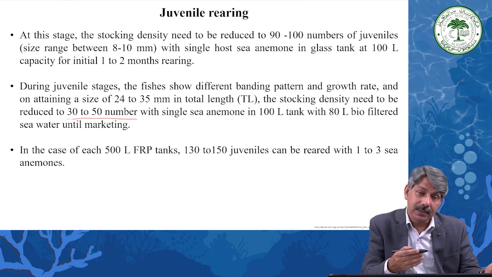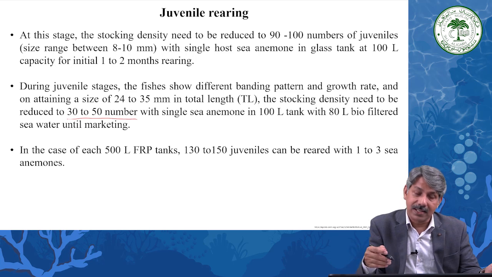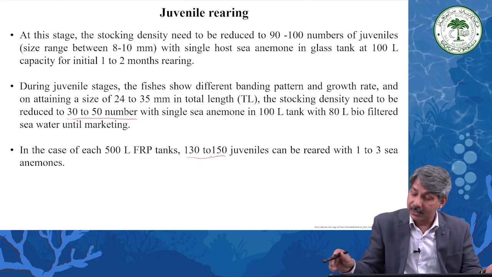So, as they will continue growing in size, we will have to periodically reduce the stocking density as well. In the case of each 500-liter tank, 130 to 150 juveniles can be reared with 1 to 3 sea anemones.